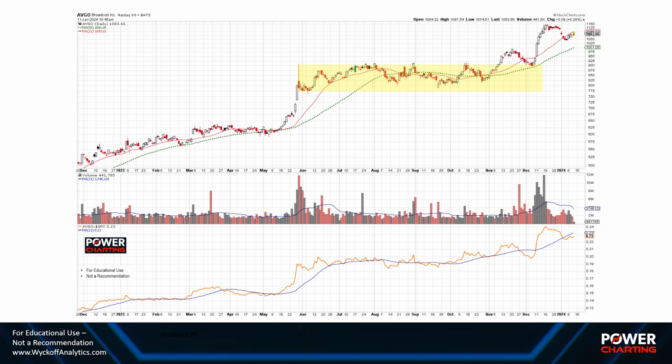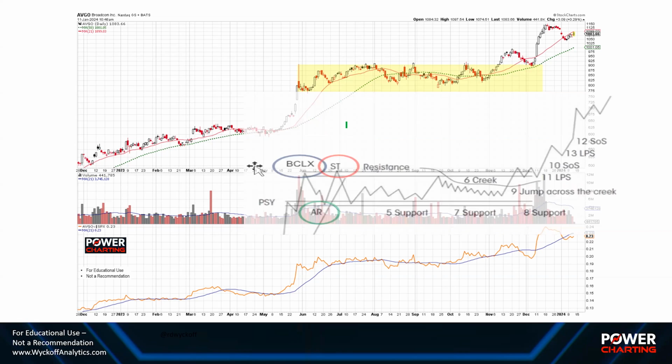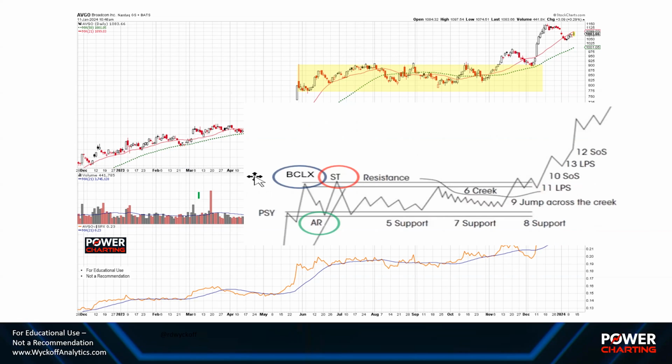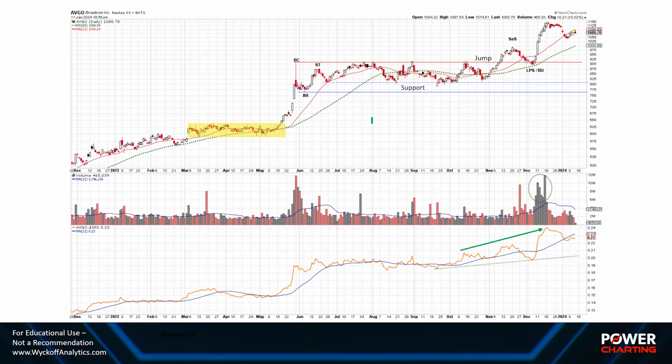And so you can see here a series of testing actions. And here is our schematic. You can see the family resemblance here: buying climax, automatic reaction, secondary test. And you can see here that I've actually labeled these on the chart. And here's a smaller reaccumulation here following good uptrends.